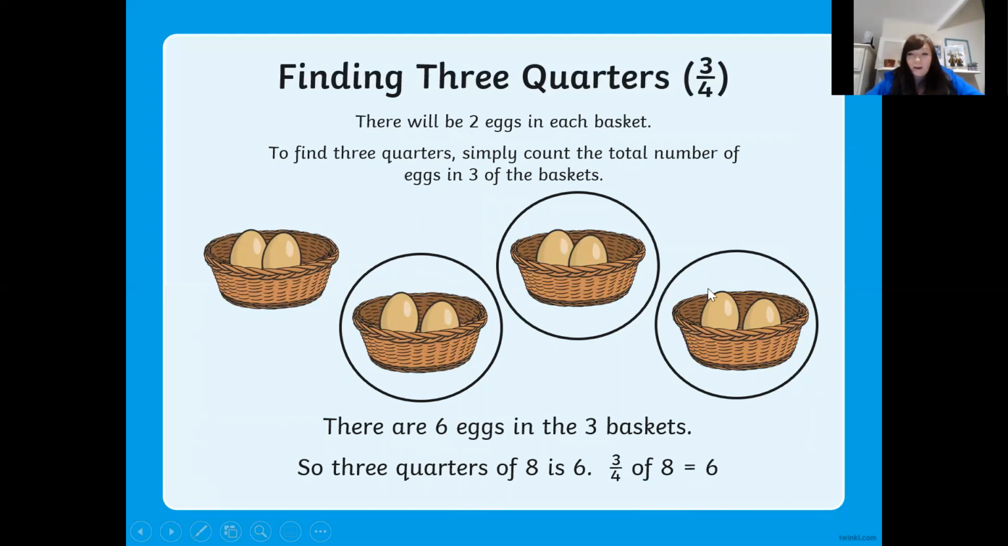Now to find that out without drawing this out, you would do 8 divided by 4 to find 1/4. Then you would have that answer, and that answer is 2, and you will times it by 3. So you're doing 2 times 3 to get your answer, and that is 6.